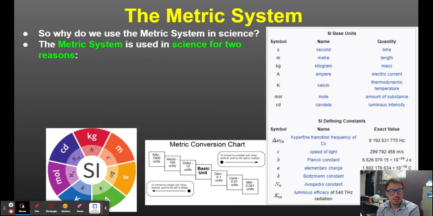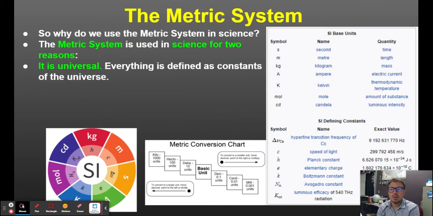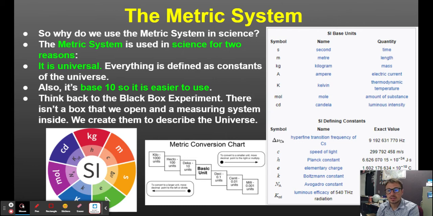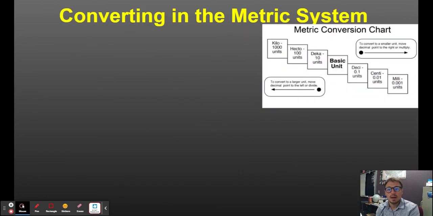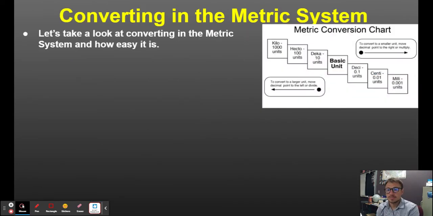So the metric system is mostly used for two reasons. Number one, it's universal. Everything that can be measured is defined as constants of the universe, and it's base 10, so it's very easy to use. It's very easy to convert within the metric system. There isn't a black box that was just opened and given to us as, hey, the metric system is this, but we now use universal constants to define how we describe things around us.